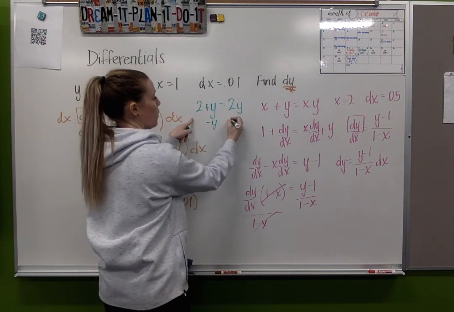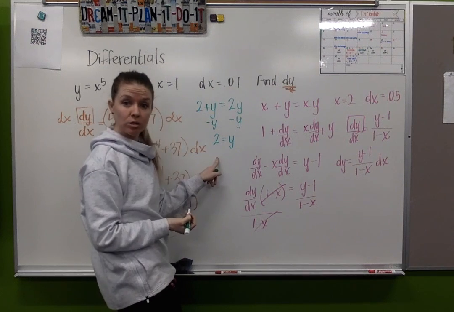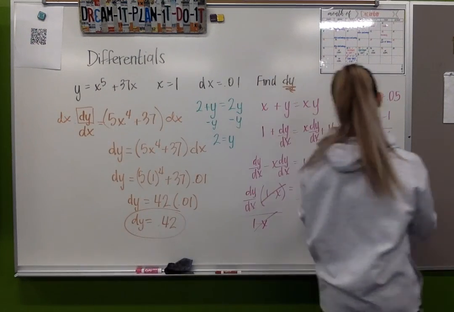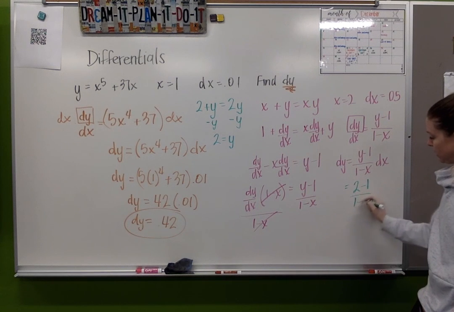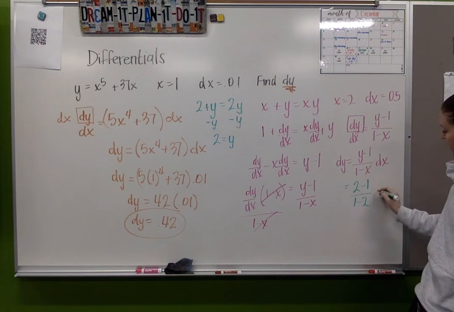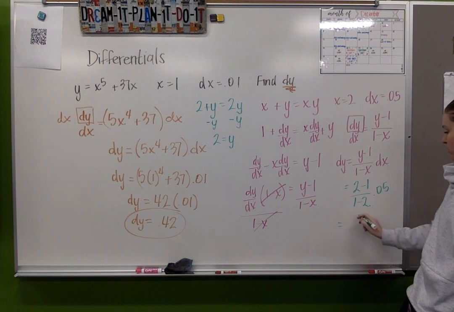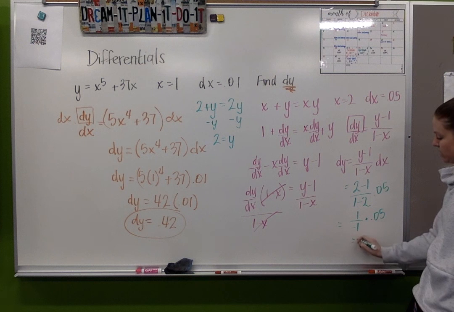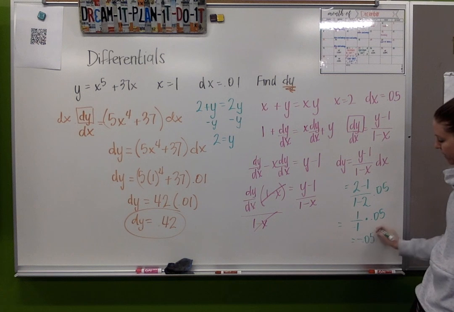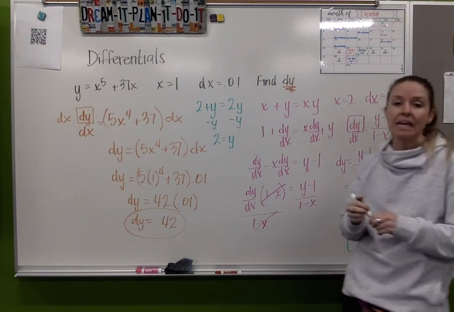So I'm going to subtract my y over. y also equals 2. So to solve for my dy, I'm going to plug in that 2 for y and the 2 for x, and I'm going to times by the 0.05. So we get 1 over negative 1 times the 0.05. So the answer is negative 0.05. Okay? Differentials.